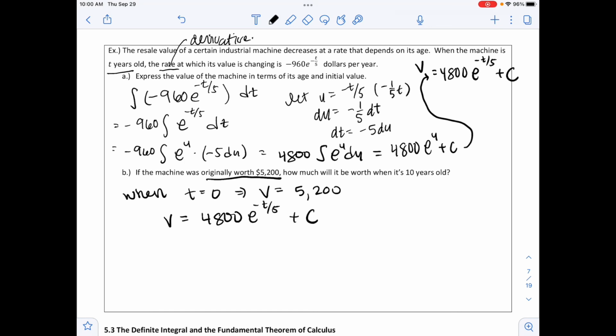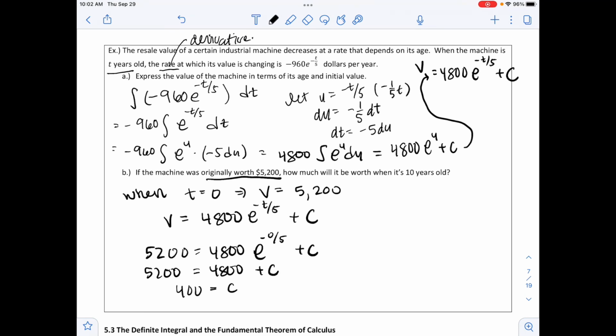which I'll rewrite, I'm going to put in the value of 5,200 equals 4,800 e to the negative 0 over 5 plus c. So e to the 0 would just be 1. So we get 5,200 equals 4,800 plus c. And then solving this, subtracting the 4,800, we get c is equal to 400. So our value equation that we have is v equals 4,800 e to the negative t over 5 plus c, which is 400.